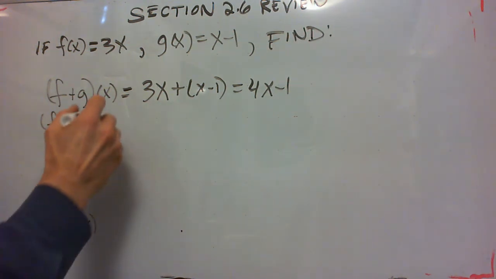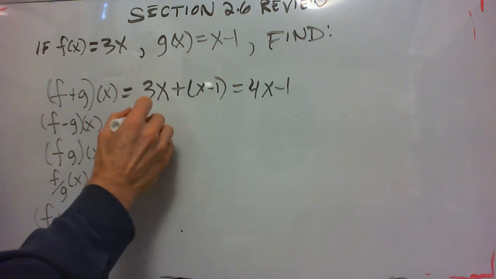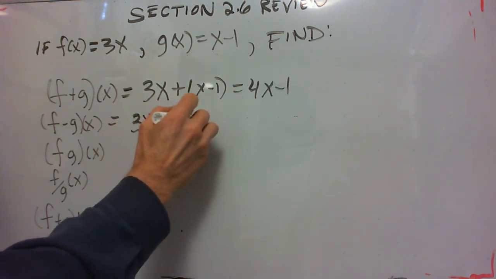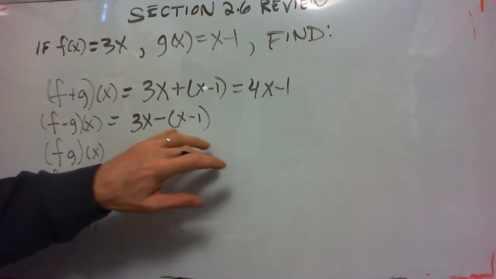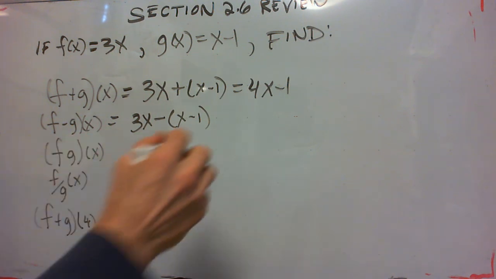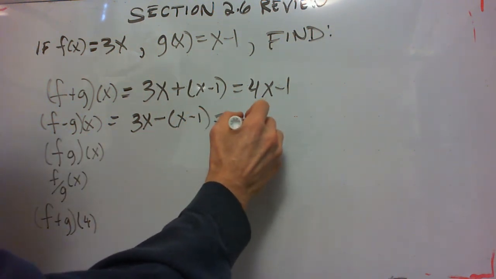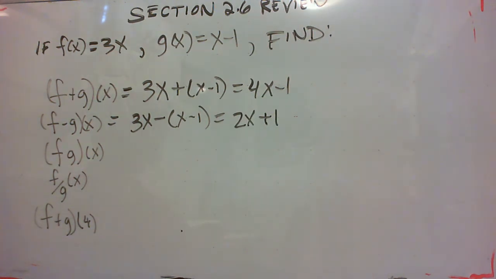F minus g of x, as you could imagine, we just subtract formulas. And the only thing about this is get your minus sign correct. When we take 3x minus the quantity x minus 1, it's not 2x minus 1, it's 2x minus a negative 1, which is 2x plus 1.